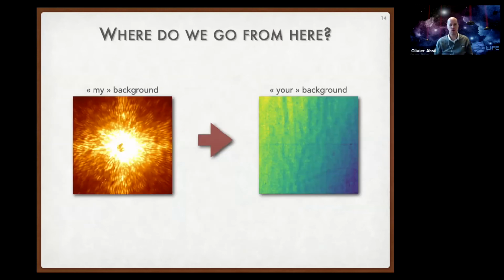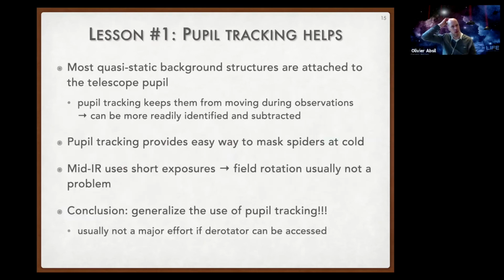So where do we go from here? On the left, this is the background that I'm used to tackling, and on the right, this is the background that a mid-infrared astronomer will generally be trying to remove. So what can we do? I think there are two main things that can be learned from the high contrast imaging community.